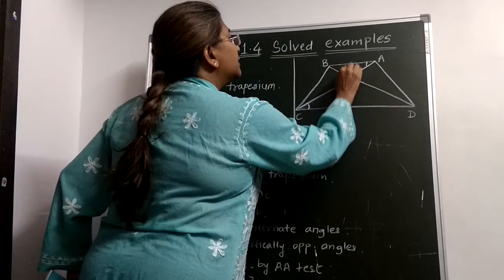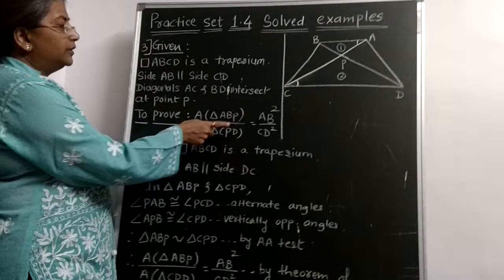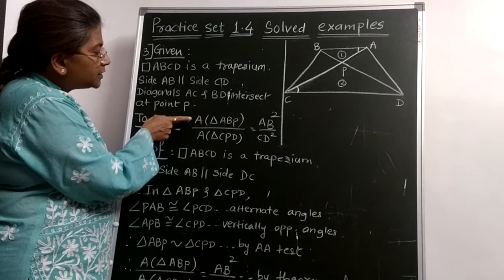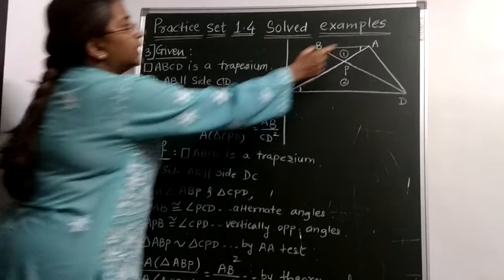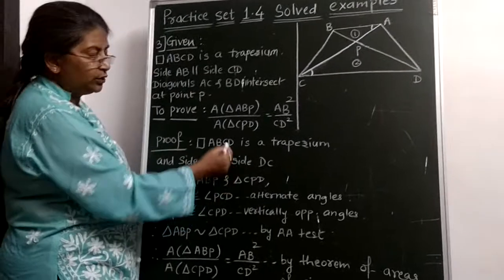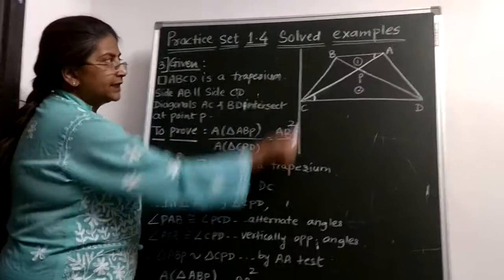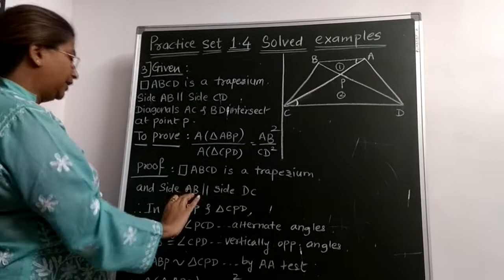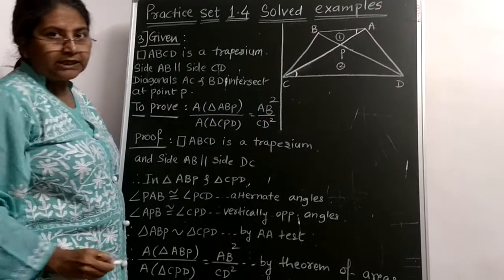If we consider these two triangles, we have to prove that the ratio of their areas is equal to AB square and CD square. Now, in the proof, we will consider these two important things. Quadrilateral ABCD is a trapezium. As this is a trapezium, AB and CD are parallel sides. Now, we will consider side AC as the transversal.